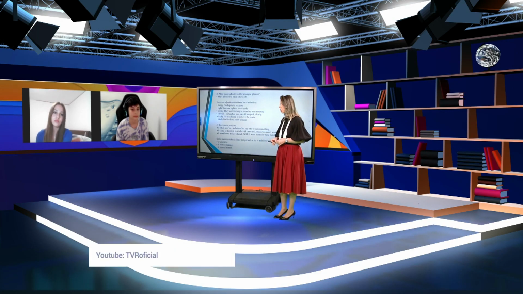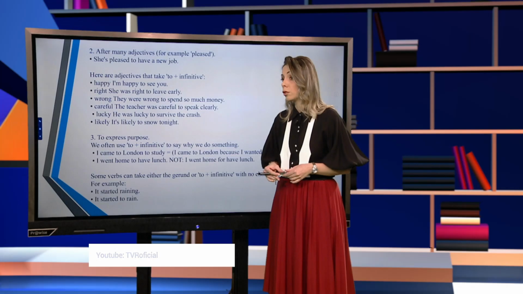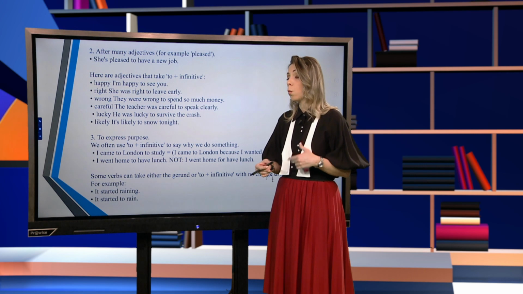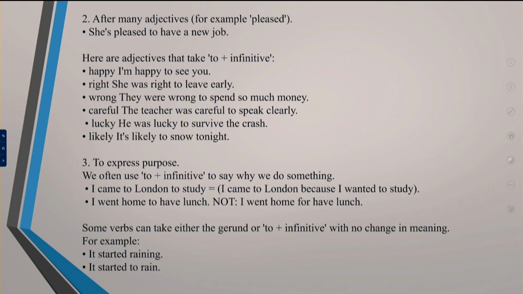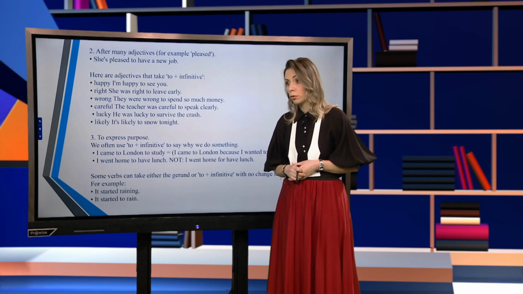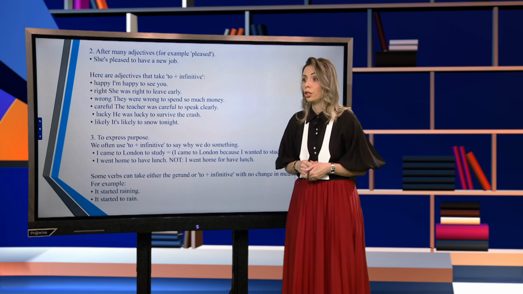Of course, the infinitive is used to express purpose. You often use to and infinitive to say why we do something. I came to London to study. So I came to London because I wanted to study. I went home to have lunch. You can't say "I went home for have lunch." It's incorrect.